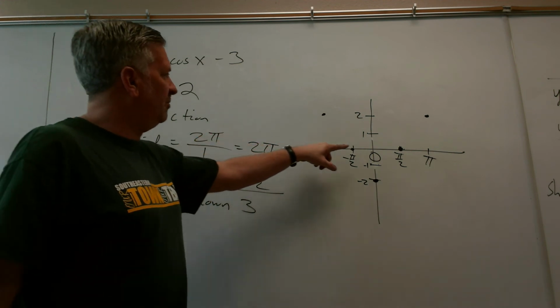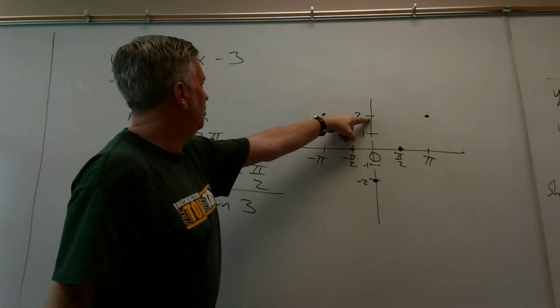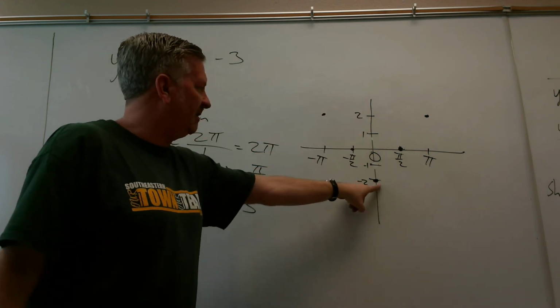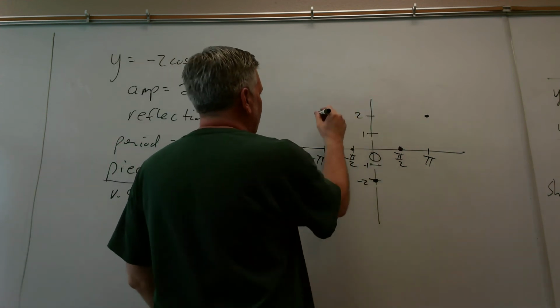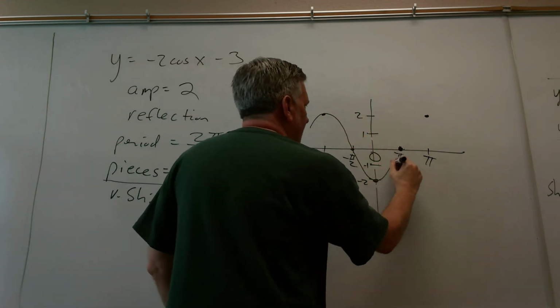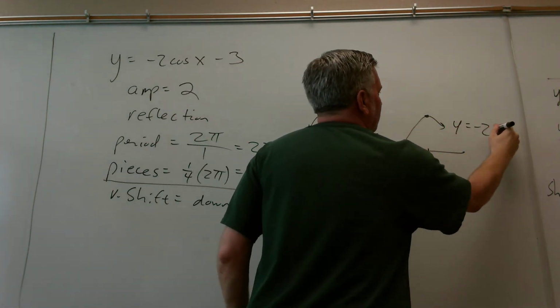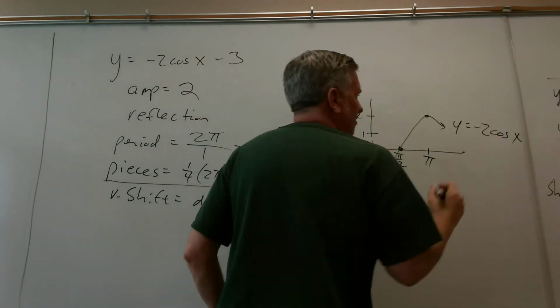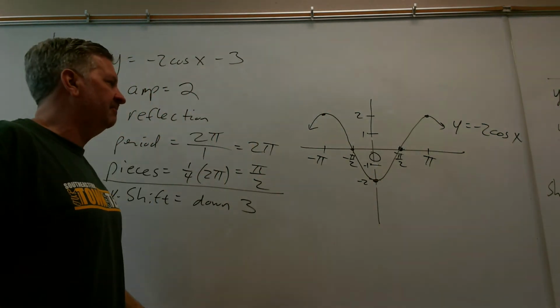So the original cosine graph crosses at 0, 1, but the amplitude is 2 here, and that got reflected to here. There was no horizontal shift. That's right. So that's a low, middle, and high. So this does like this. Now, this is the graph of y is -2 cosine x. So that's everything but the vertical shift. I did everything but the vertical shift.